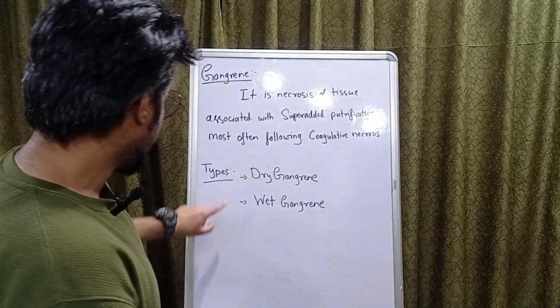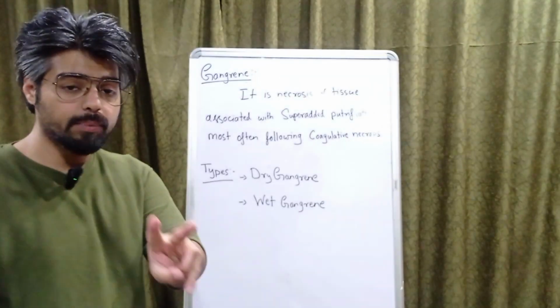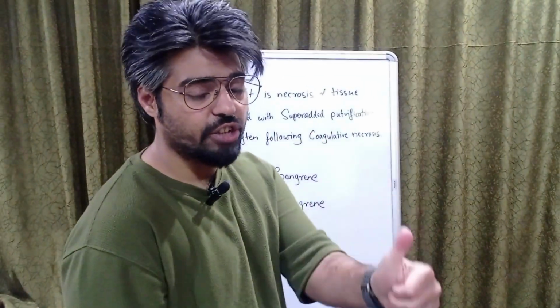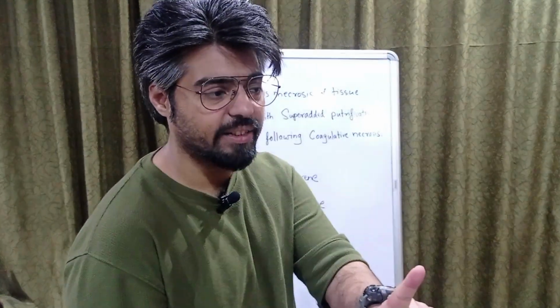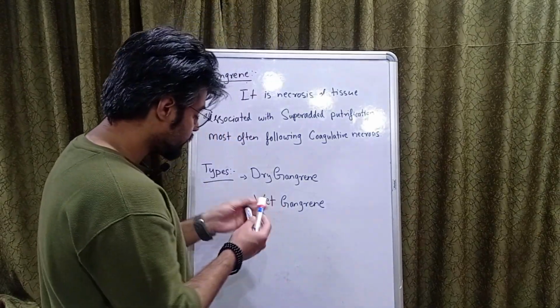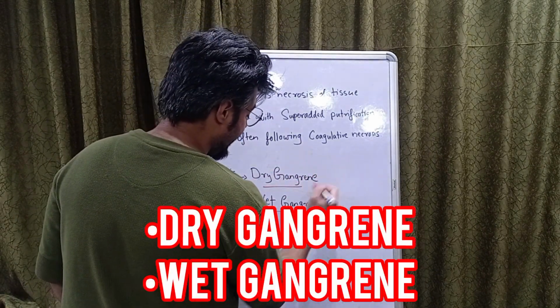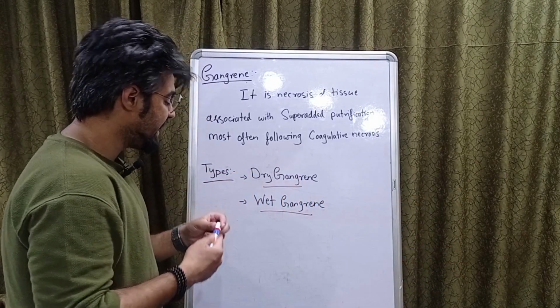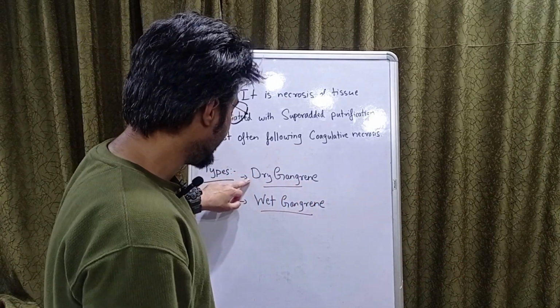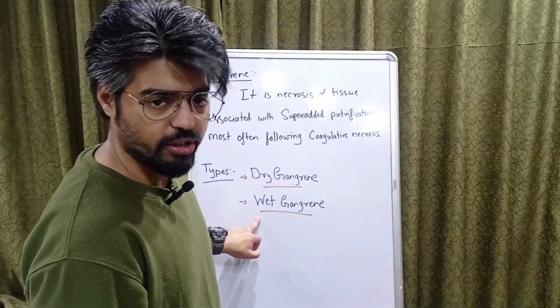So guys, the types. There are two types of gangrene. What are those? Dry gangrene and wet gangrene. How many types are there? Two types, dry and wet. Now we will discuss in brief what dry gangrene is and what wet gangrene is. All right.